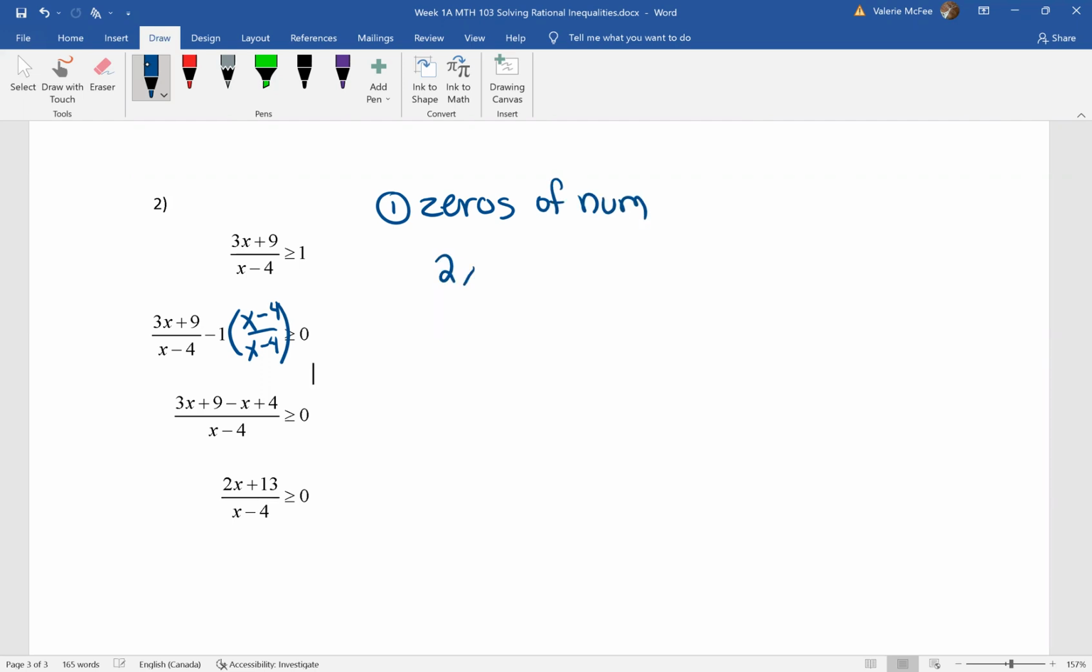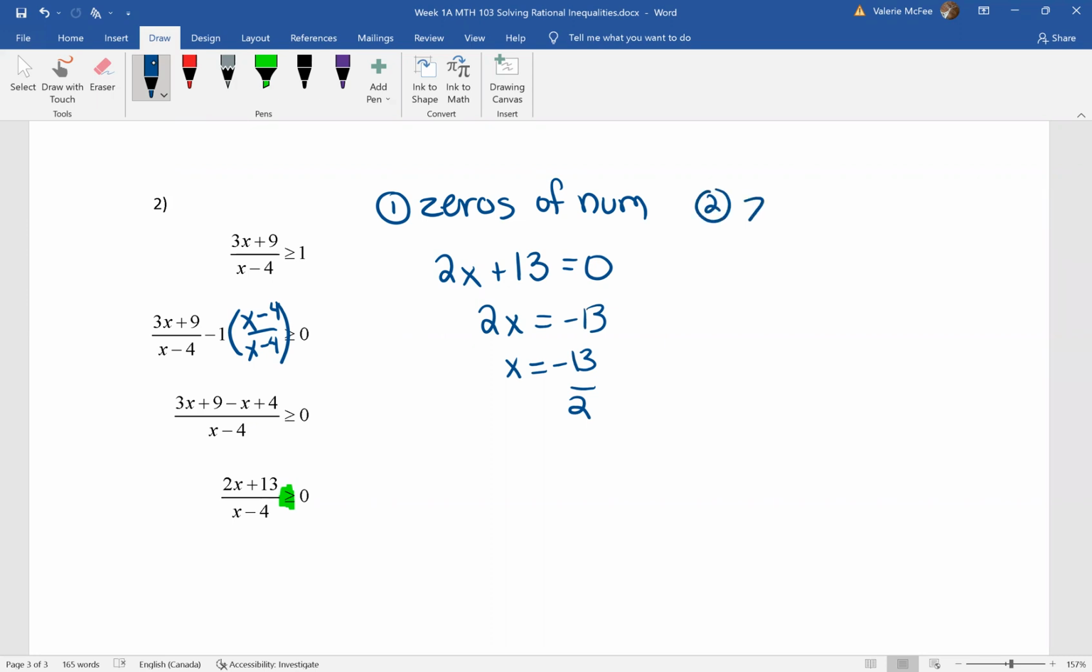So we have 2x plus 13, and this time it can be equal to 0. We want our rational expression greater than or equal to 0. And since the numerator can be 0, we're going to have an equal sign. We see that x can equal negative 13 over 2, but it's still one of our critical numbers.